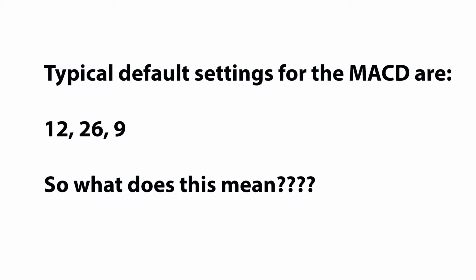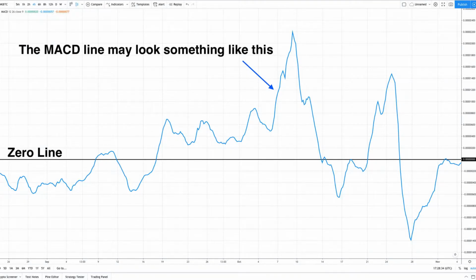When you add the MACD indicator oscillator to your chart, the default settings are 12, 26 and 9. So what does this exactly mean? We start off with our zero line here, the middle line on the oscillator. Now, the first line that gets plotted uses the 12 and 26 EMA, or exponential moving average. The MACD line gets calculated by subtracting the 26 exponential moving average of the price from the 12 exponential moving average of the price. So our MACD line may look something like this.